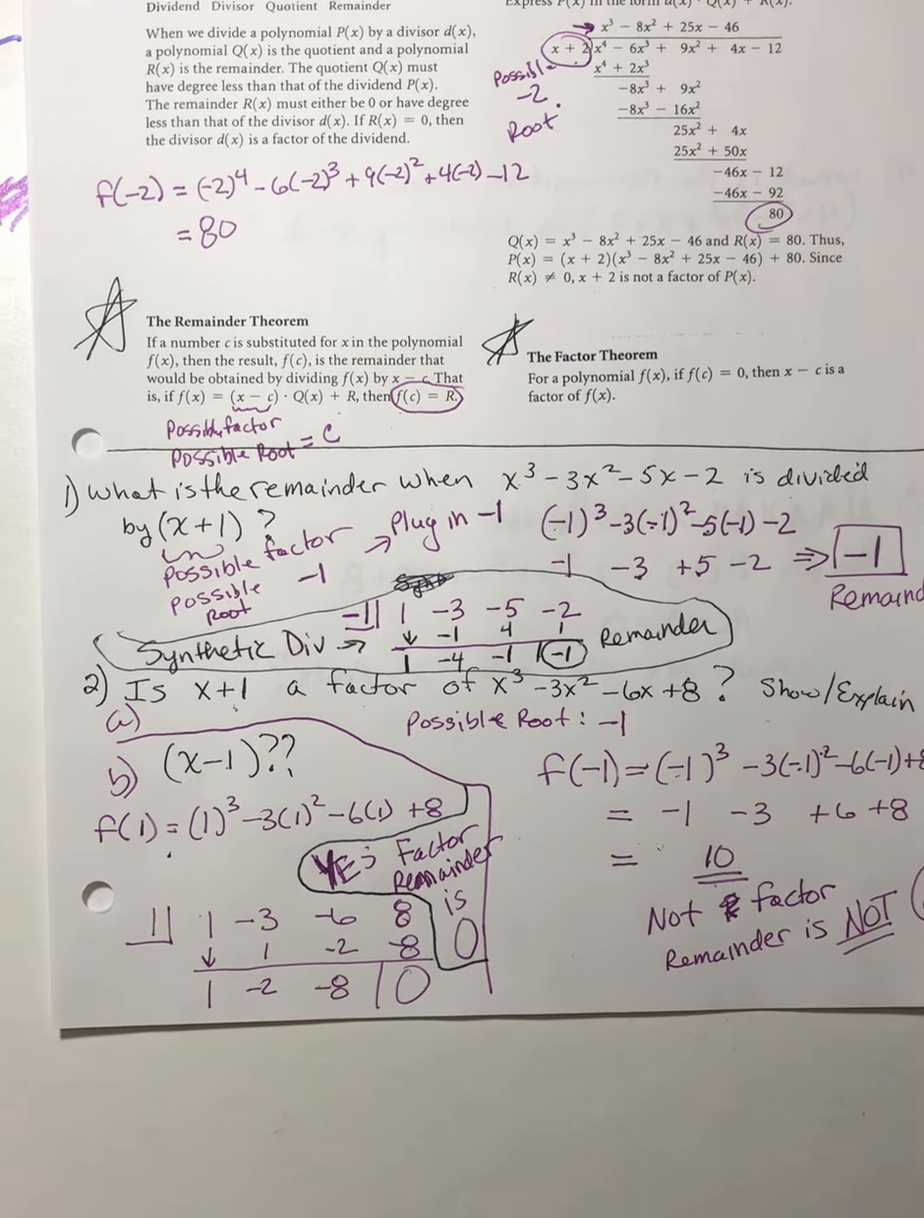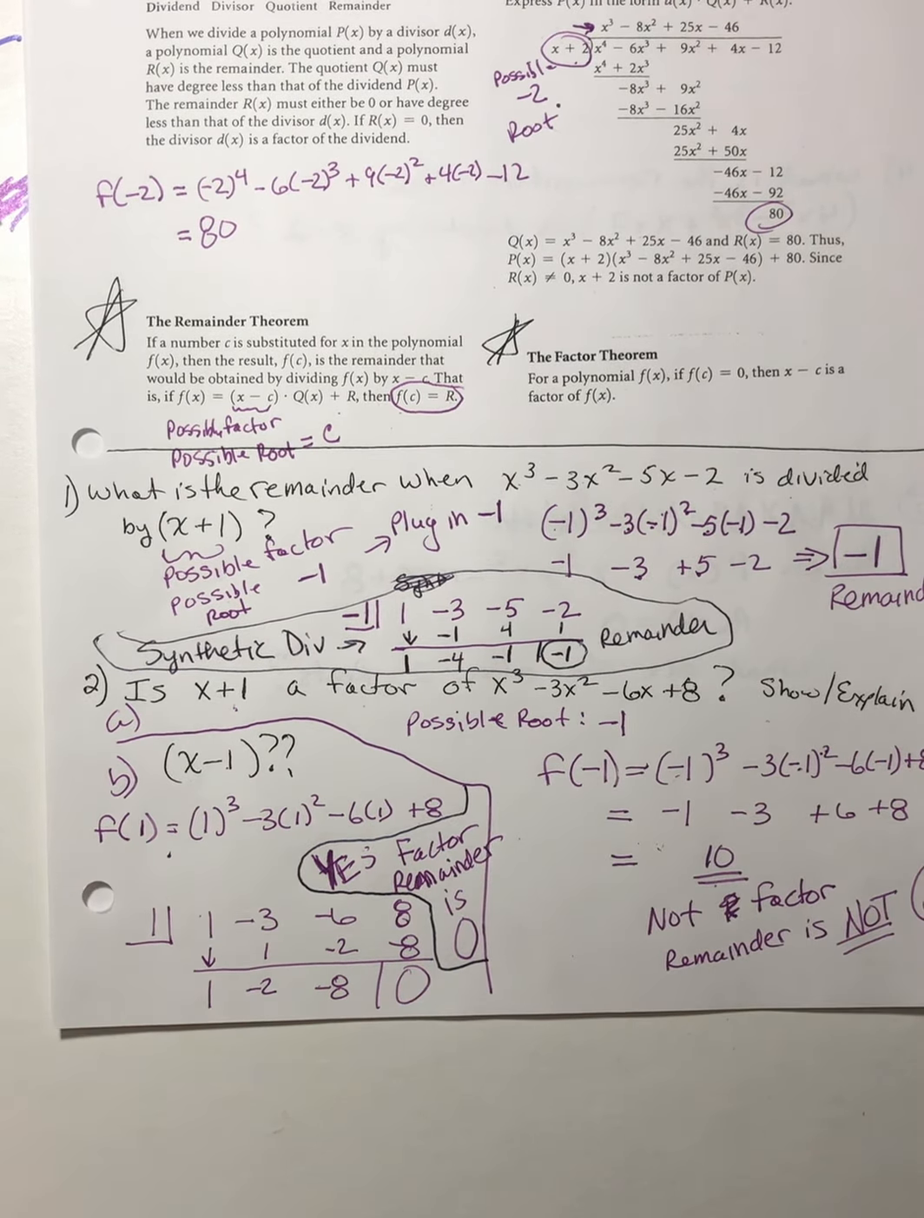You have a calculator. Type it into your calculator. There's no excuses. Type it into your calculator. You get 0 when you type this in. So we plugged in and we get 0 for a remainder. Okay, so yes, a factor, remainder is 0.